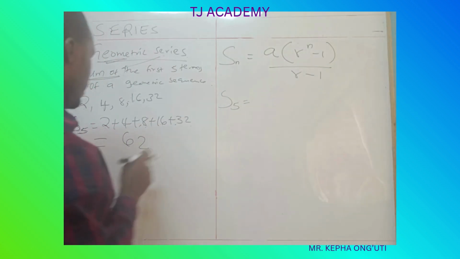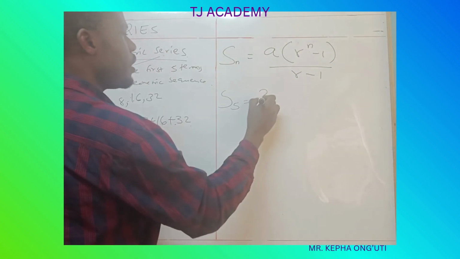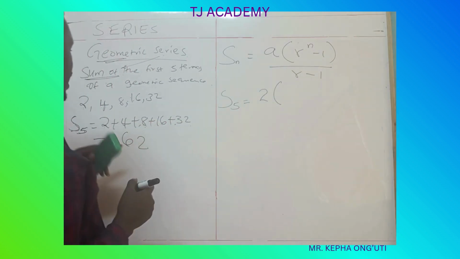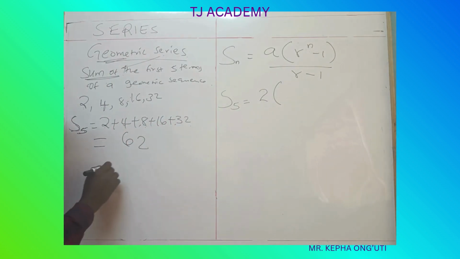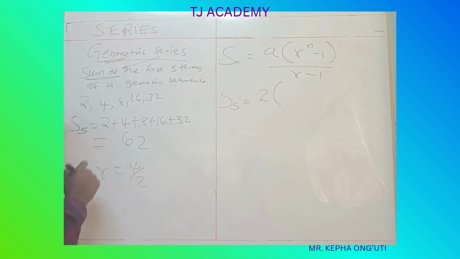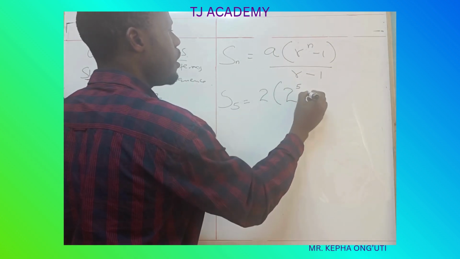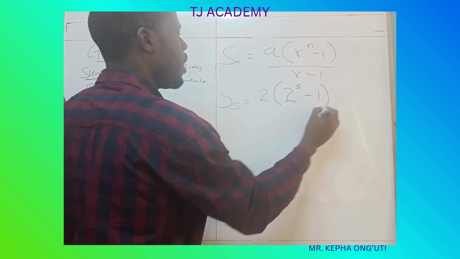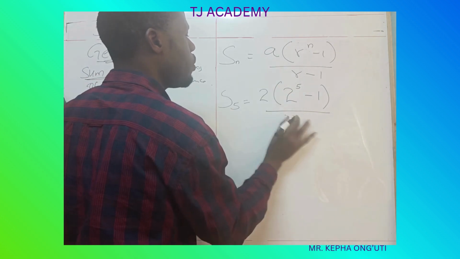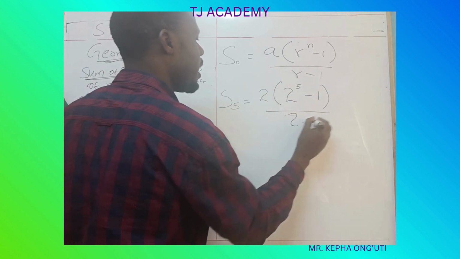Here we have a as 2. Then we have r, remember, r is 4 over 2, so therefore r is 2. And we have n, which is 5. Then r to the power n minus 1, over r minus 1, where r is 2, minus 1.